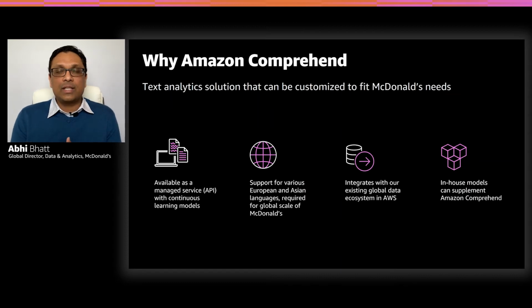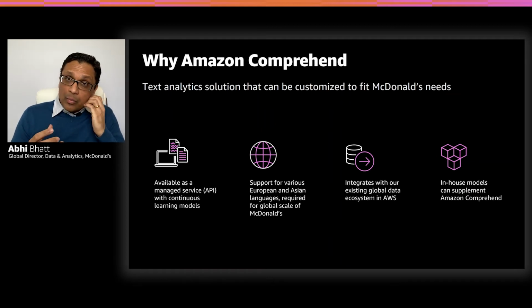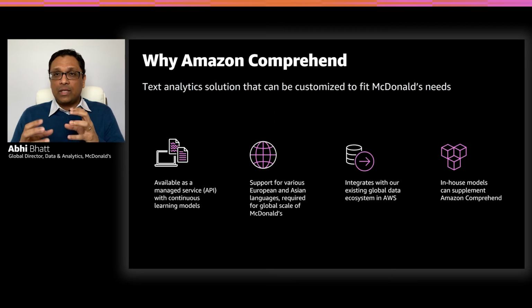Comprehend also integrates really well within our global data platform. As I mentioned before, all of our data analytics workloads run in AWS. Hence, the integration between sending the data to Comprehend and other services was very seamless. Lastly, Comprehend also allows us to supplement its output with in-house models, which is really key for us. As we go through these sentiment analysis examples, you'll see there are some domain-specific things that we had to do to get the true sentiment output. So based upon all of what we are looking at, Comprehend was the right choice to start our text analytics journey.